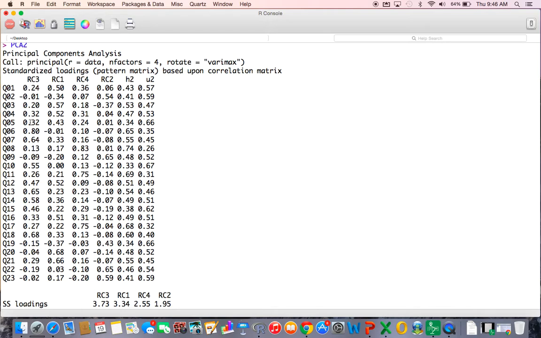PCA loadings, and I don't want all these small values like negative 0.04. The only thing I want to show on question 20 is this one, because this is the PCA loading that tells me question 20 loaded on component number 1. So I don't want this garbage right here. I don't want 0.07. I don't want 0.14.